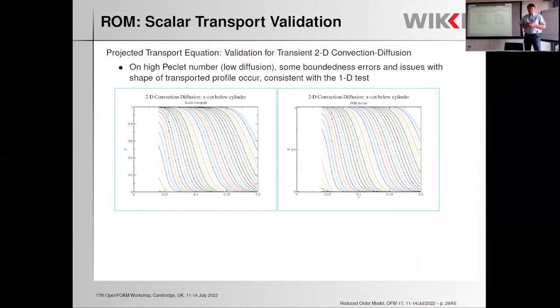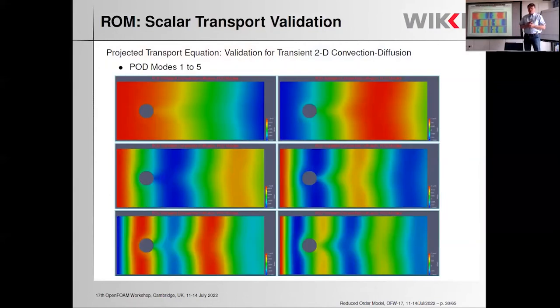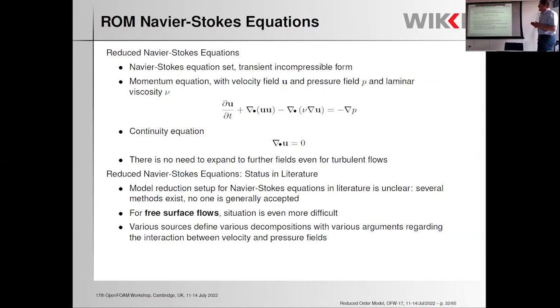Okay, so now that we can do a scalar transport equation, by the way, this is my POD basis. As you can tell, it doesn't look anything like the solution that you would expect because of these requirements on the products that we have. So now that we have done that, let us start doing Navier-Stokes.